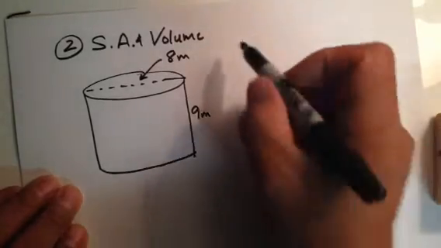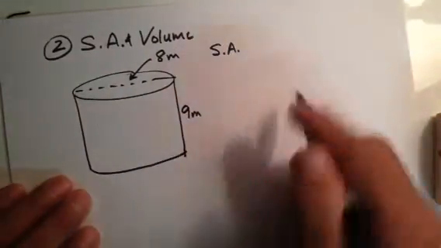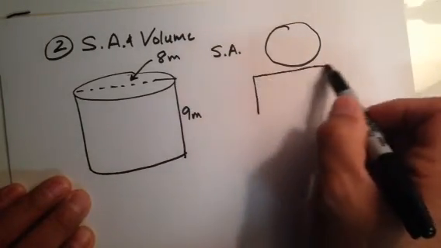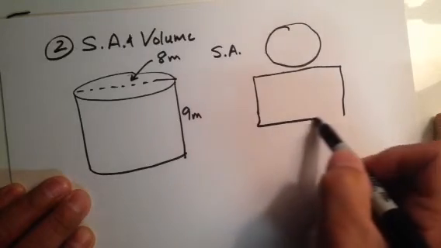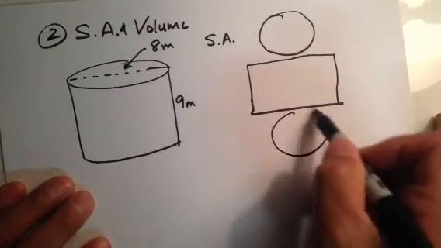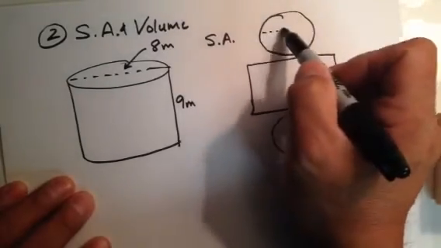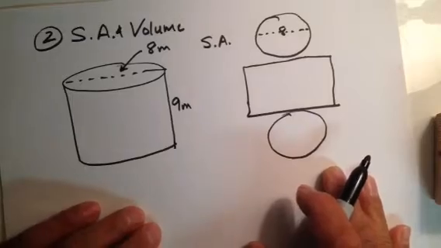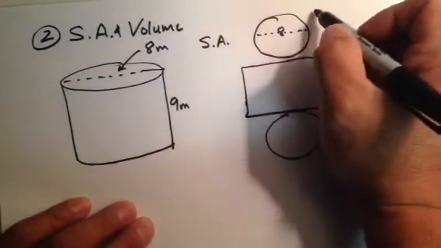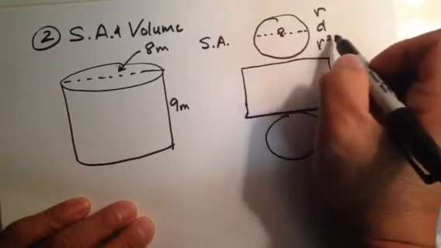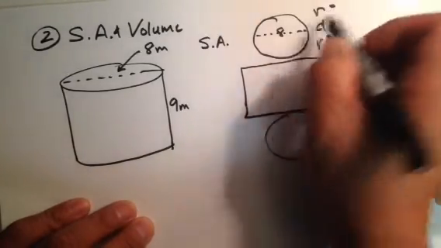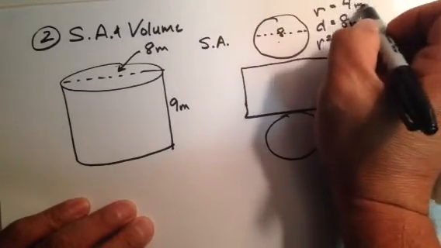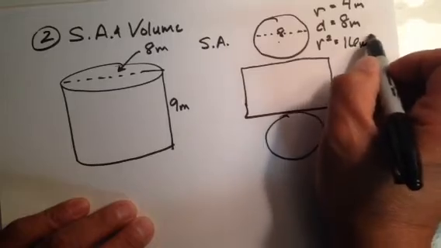Okay, so again, to do surface area, you want to imagine cutting up the circle for the top face, opening up the cylinder part into a rectangle, and then the bottom face is also a circle. And then what's given on this circle is that it has a diameter of 8 meters. So if you write down, again, radius, diameter, and radius squared for each of these, 8's given, so that's 8 meters. Half of 8 is 4 meters. 4 times 4 is 16 meters squared.